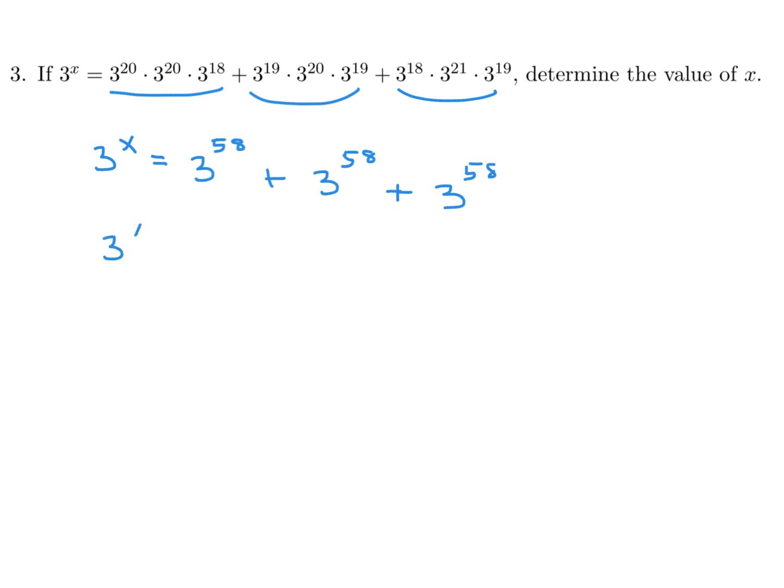And then these, again, adding 18 plus 21 plus 19 is 58 again. So this basically becomes 3 to the power of x is 3 times 3 to the power of 58. And then since this is 1, you're adding again, so it would be 3 to the power of 59. And at this point, I'm sure you can figure out what x is. X is 59. And there you go.